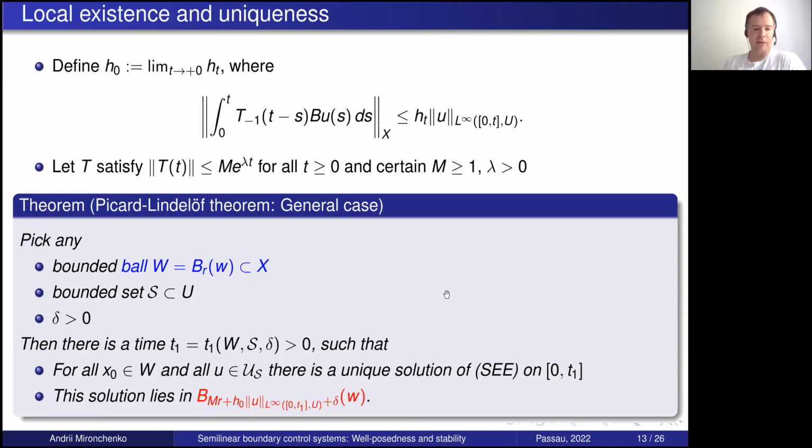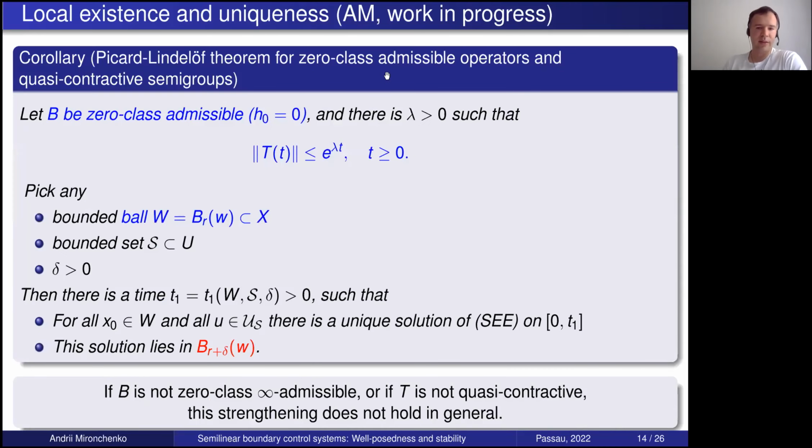But okay, in some special cases, we get a better result. Just in a straightforward way, if our operator is zero-class admissible, so this H0 is 0, and there are pretty many such operators. It's not a very small class. For example, if our semigroup is analytic, then this is quite often the case. So if the operator is zero-class admissible, it cannot drive us infinitely fast from our trajectory.